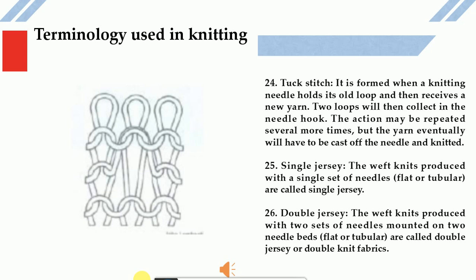The weft knits produced with a single set of needles, flat or tubular, are called single jersey. 26. Double jersey. The weft knits produced with two sets of needles mounted on two needle beds, flat or tubular, are called double jersey or double knit fabrics.